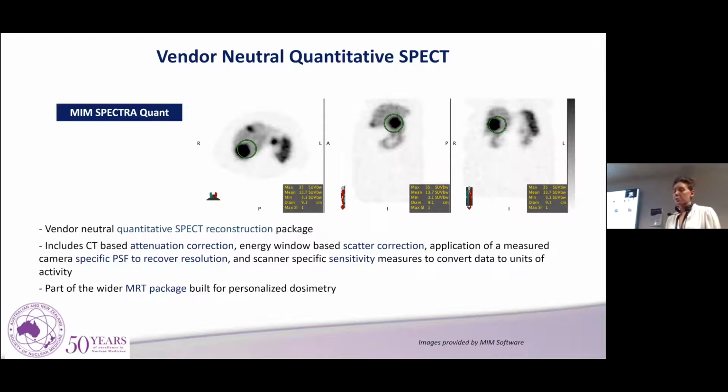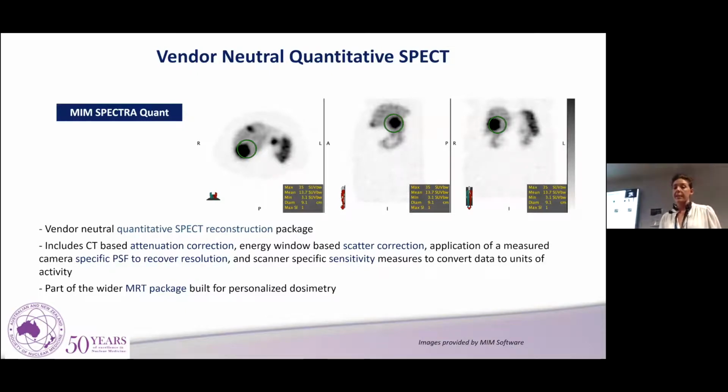Looking at the vendor neutral software that's available, there's two packages, and the first one I'm going to mention is the MIM Spectra Quant, and this is the most recent edition. It's only recently come onto the market, and the idea here is that, as I mentioned previously, we can reconstruct data from any scanner and create fully quantitative output. The reconstruction process uses CT-based attenuation correction, as you might expect.